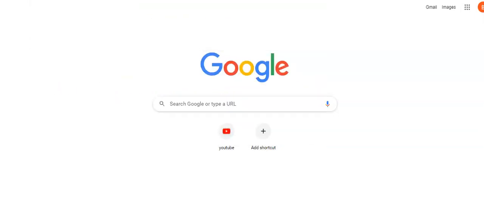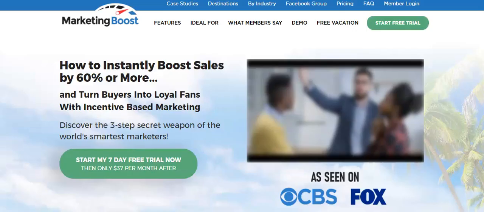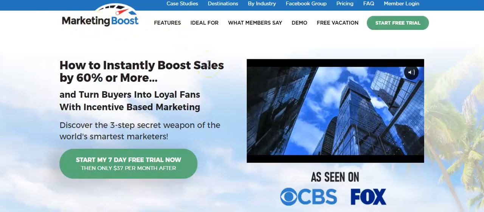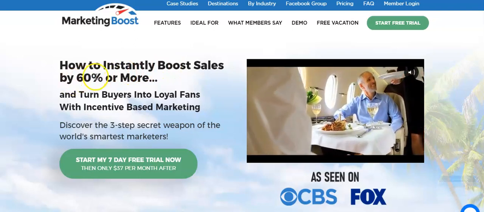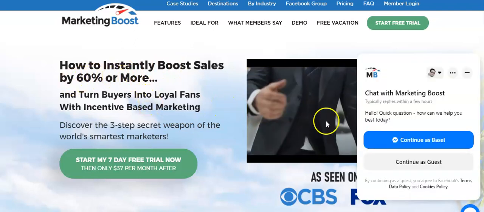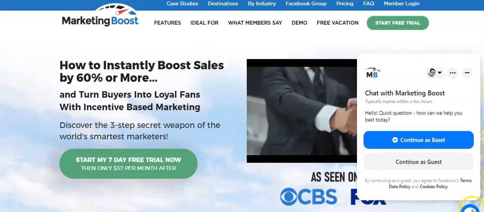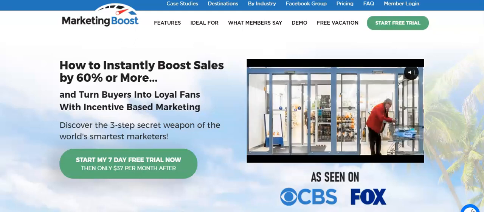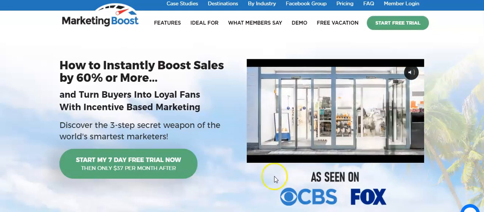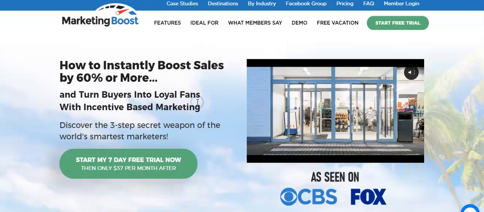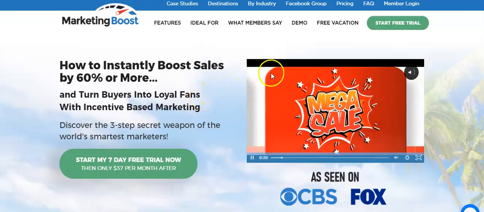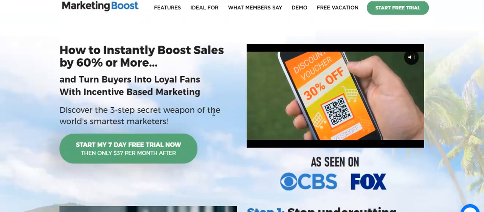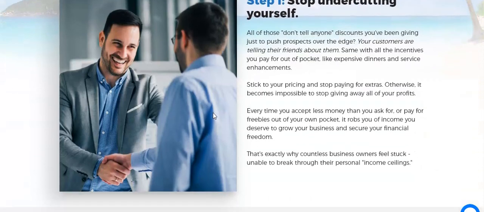Marketing Boost is another thing: how to instantly boost sales by 60% or more. What this is about is offering free vacations. That means free luxury stays at luxury hotels all across the world, both in the US and internationally. So you become an affiliate for them, and you offer these free luxury hotel stays, right?